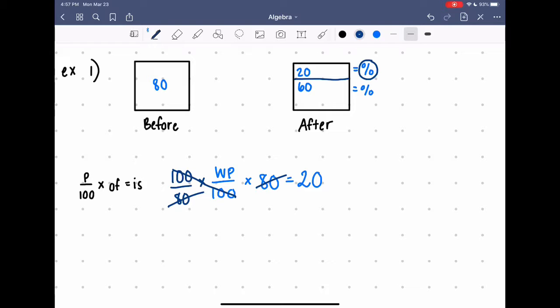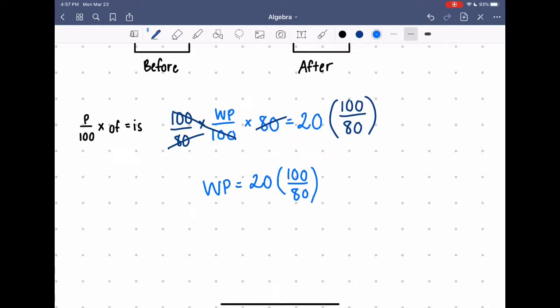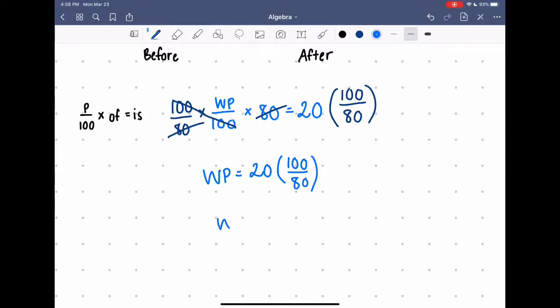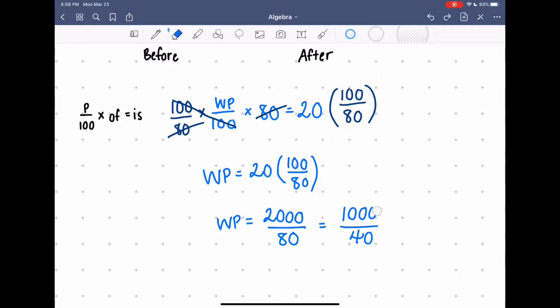So if I multiplied by 100 over 80 on the left, I'm going to have to do the same thing on the right. Multiply it by 100, divide by 80. So then I'm left with what percent equals 20 times 100 over 80. And that's really easy to solve. I can just write that as what percent equals 2,000 over 80, which is the same as 1,000 over 40, or 100 over 4, which we know to be 25%. So that would be our answer.